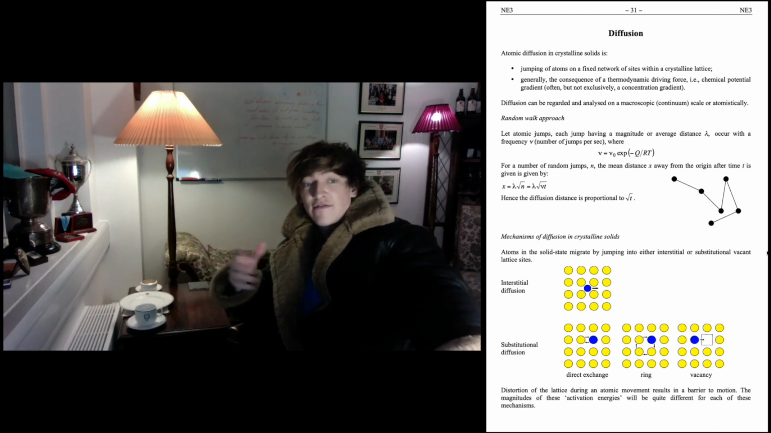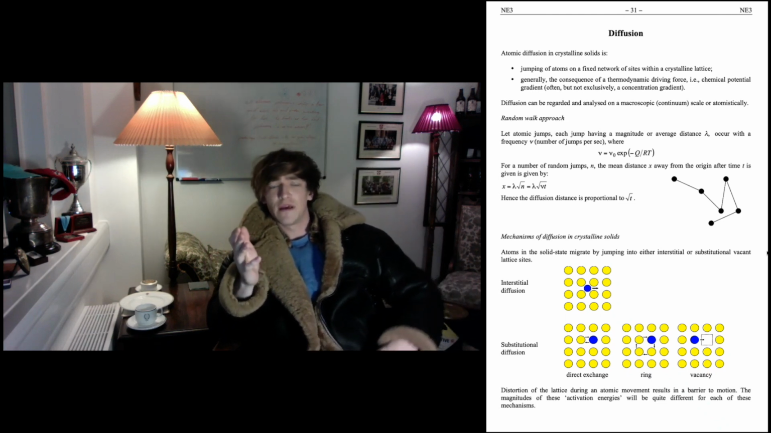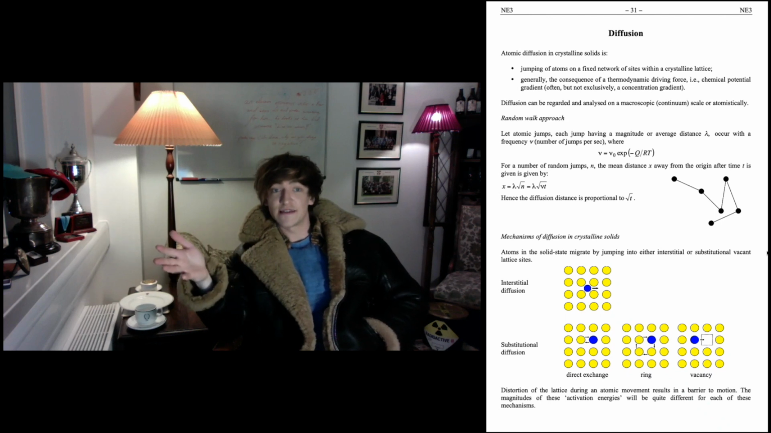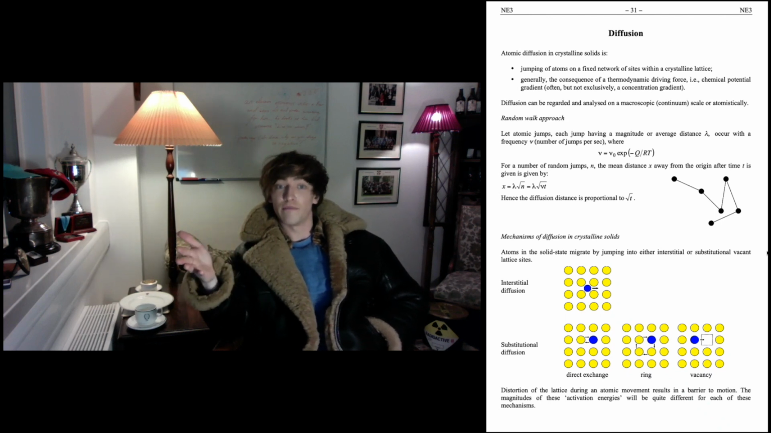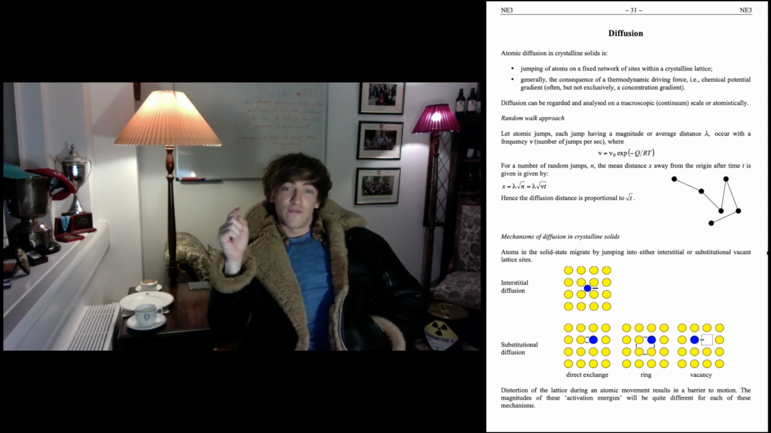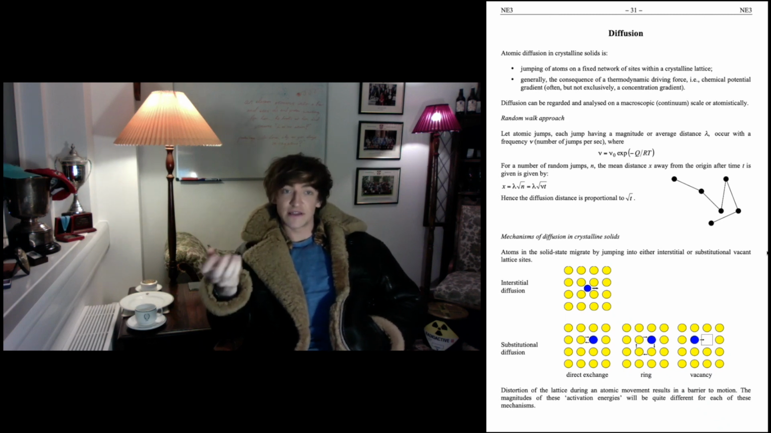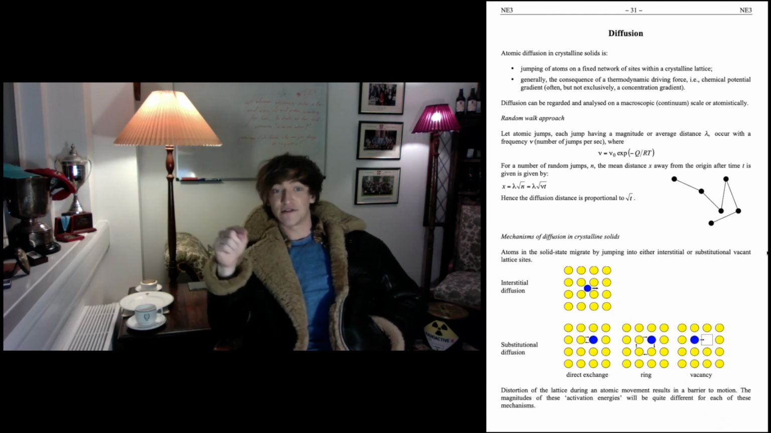Now, further to this, there are two types of solid state diffusion. You've got substitutional and interstitial, named after the sites that the atoms are moving to and from. Substitutional sites, interstitial sites. The figures below at the bottom of the page here show both. As you can see, interstitial diffusion occurs for interstitial atoms, such as carbon in steel, travelling between interstitial sites.